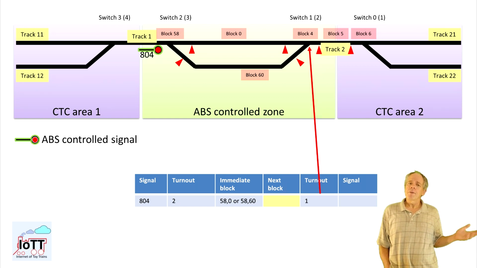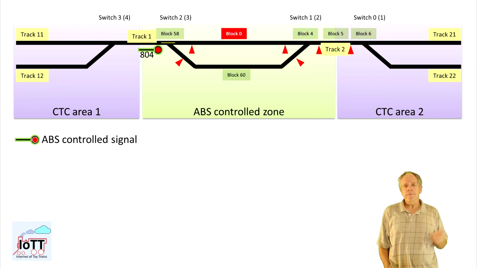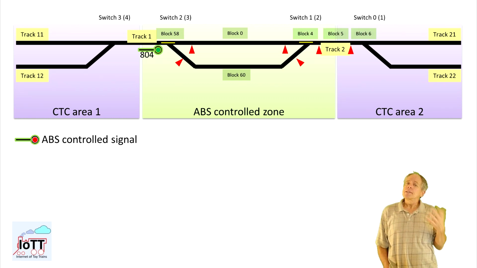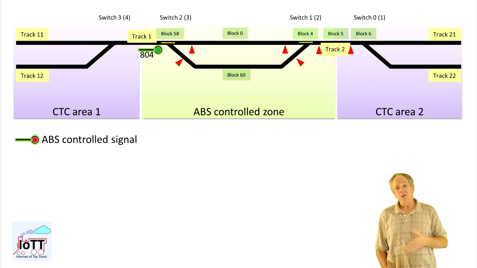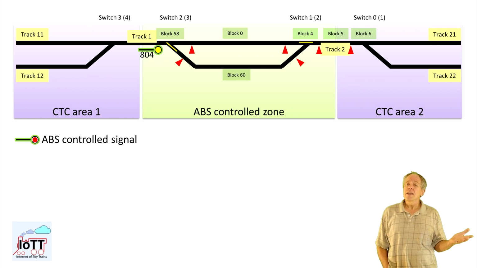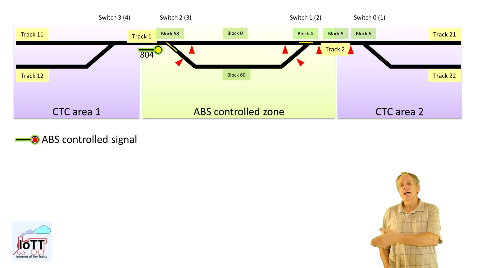So for example, if turnout 2 is closed, the signal should show stop if block 0 is occupied, slow if turnout 1 is thrown or if it is closed, but blocks 4 or 5 are occupied, and track speed if turnout 1 is closed and blocks 4 and 5 are free. But then, if I change turnout 2 to thrown, suddenly the aspect needs to change according to the status of the other siding.